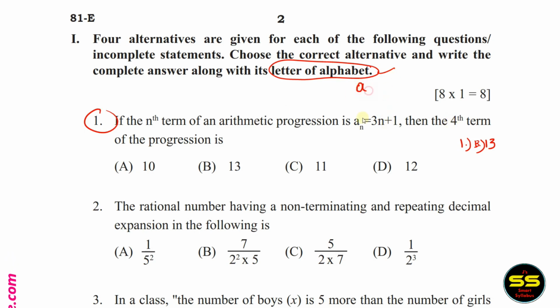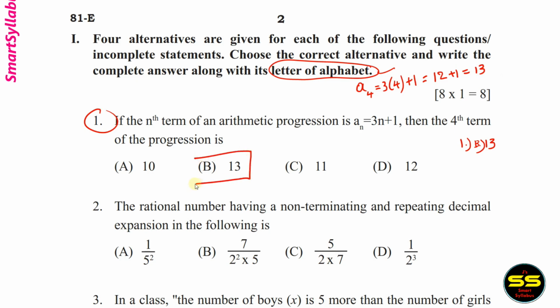So a_4, n stands for 4 now. That's equal to 3 as it is, and n stands for 4, so plus 1. That's equal to 3 times 4, which is 12, plus 1. And 12 plus 1 is 13. It means our correct answer is option B, 13. But I have already told you how to represent your answer. Here it is: question number 1, option B, 13. In this way, you have to write your entire answer paper, and it should be very neatly written.